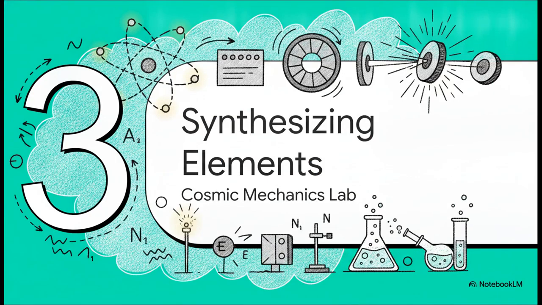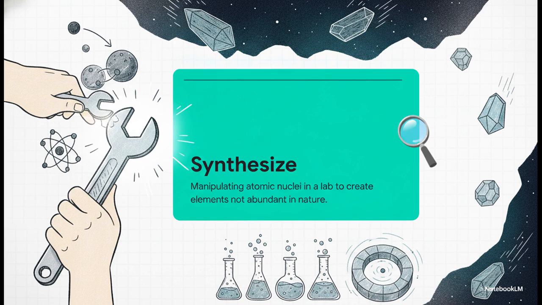Moving right along to Section 3, synthesizing brand new elements, cosmic mechanics in the lab. So scientists don't just sit back and passively observe these atoms. They actively synthesize them. And by synthesize, we mean manipulating atomic nuclei in a lab to forge entirely new elements that don't exist naturally. We are literally talking about playing cosmic mechanic here, creating materials for cutting-edge medicine, nuclear power, and totally pushing the boundaries of the periodic table.